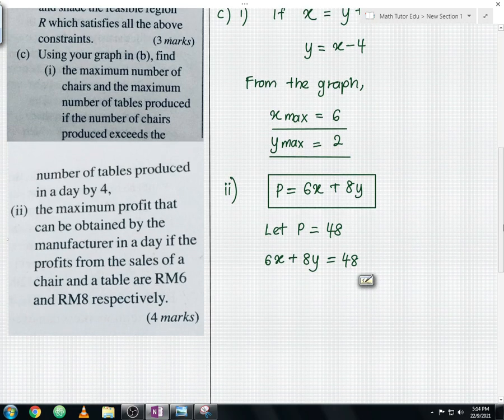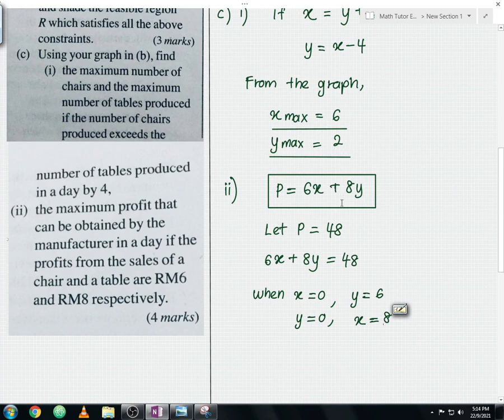Okay, in this case, we are going to use the intercepts, as it is easier for us. So from here, when x equals to 0, you will get your y is equal to 6. Okay, so this is your y intercept. So let us move on to the x intercept. When y equals to 0, you get your x equals to 8. Okay, so you have these 2 points, so you can use this to plot the dotted line, the imaginary line of the profit equation.